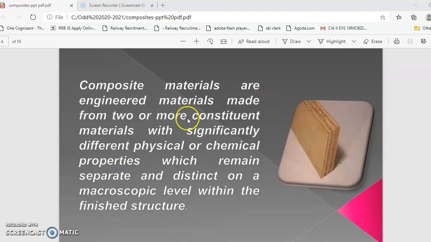Composite materials are engineered materials made from two or more constituent materials with significantly different physical and chemical properties, which remain separate and distinct on a macroscopic level within the finished structure, just like this. Maybe I can give you plywood as an example.